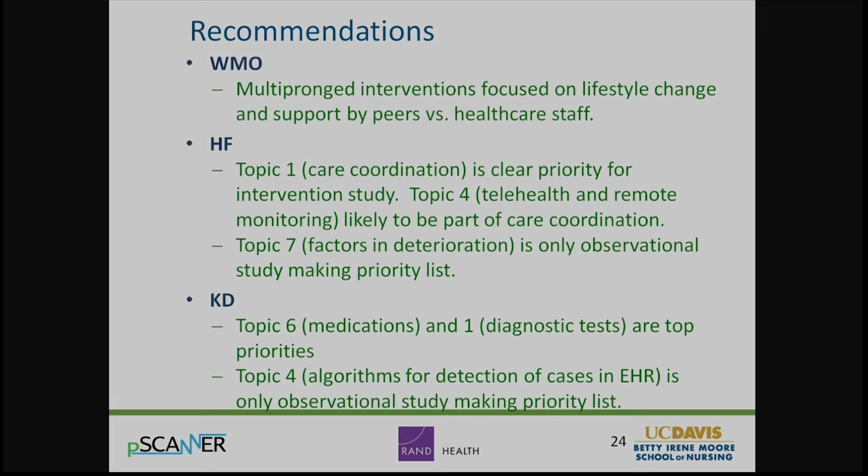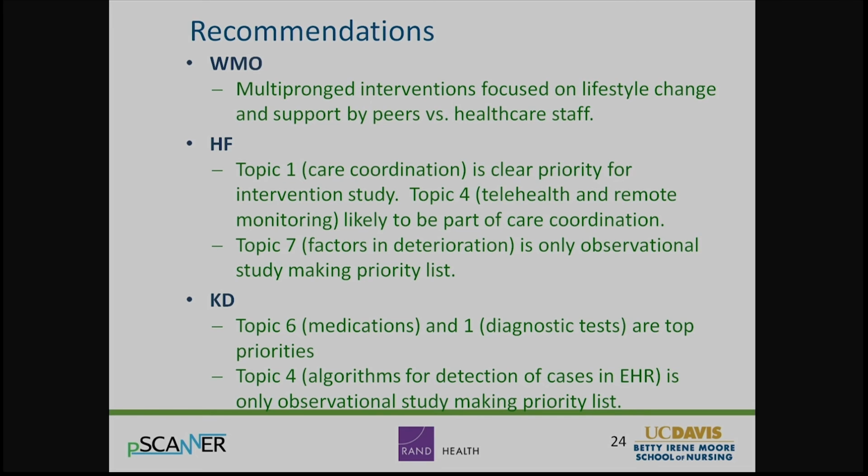For heart failure, the number 1 topic was care coordination, and it was a clear priority across all of the panels. So it's recommended that we go forward with that one. Topic 4, even though it's a priority, those kinds of things, telehealth and remote monitoring, are likely to be parts of an intervention around care coordination. So even though that wouldn't be the only focus, we might address some of those issues by focusing on care coordination. Again, topic 7, the factors in deterioration, it was recommended that we make that a priority because of the difference between the patients and the other panels, and the fact that the patients identified this as a priority.